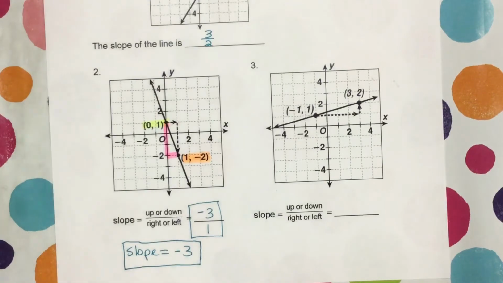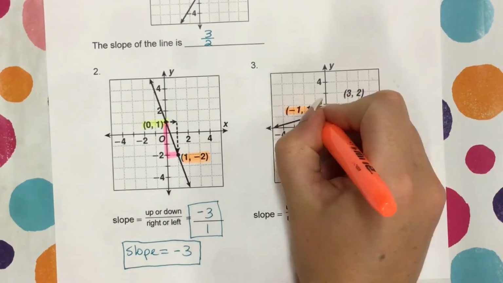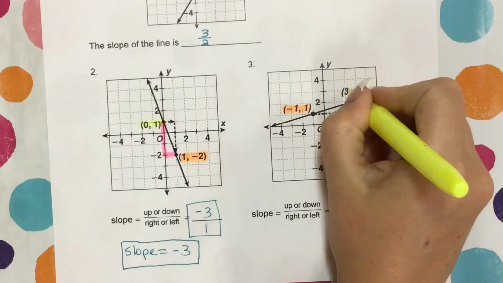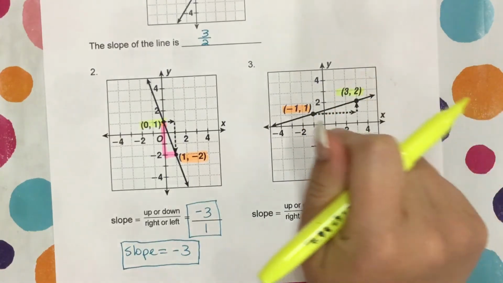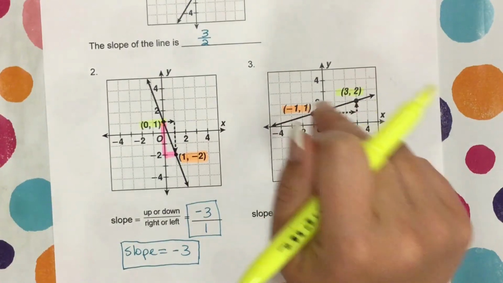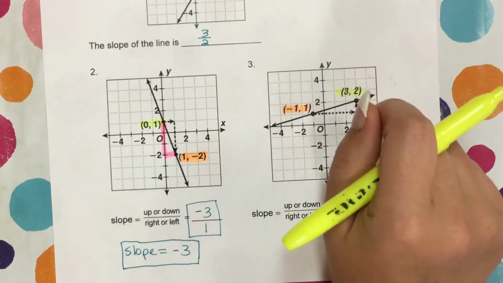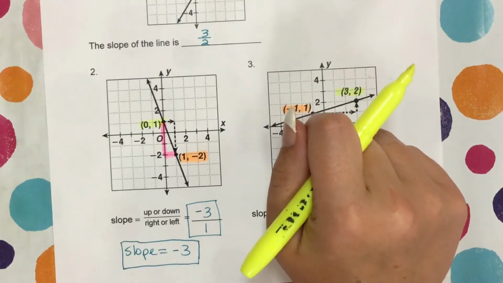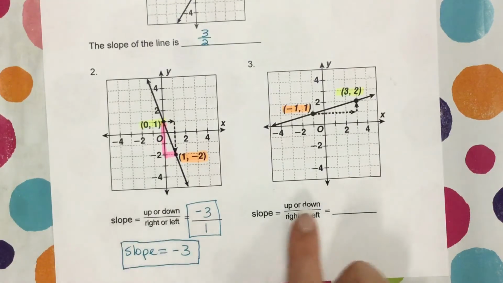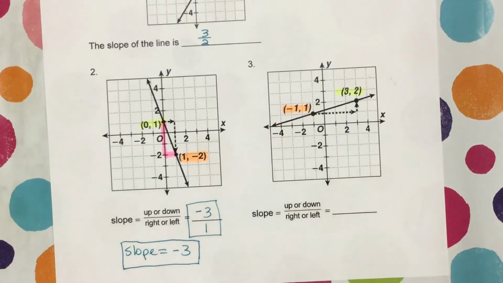So we have these 2 points, -1, 1, and 3, 2. So let's go ahead and start at -1, 1 and try to get to 3, 2. So like I said before, it doesn't matter which one you start at. But what does matter, I want you to, if we start here, try to go up or down first. I always want you to try to figure out the top part of the fraction, which is if you're moving vertically up or vertically down.